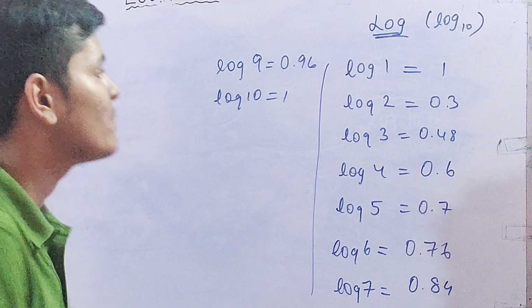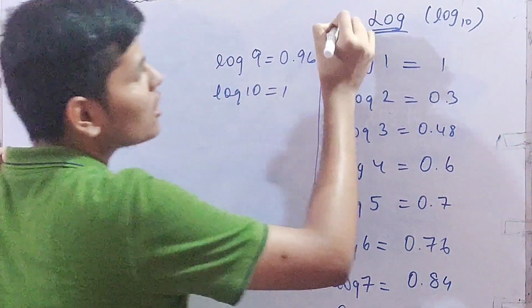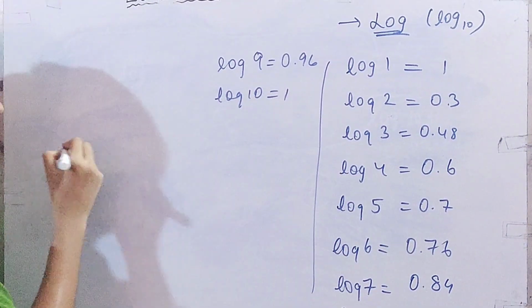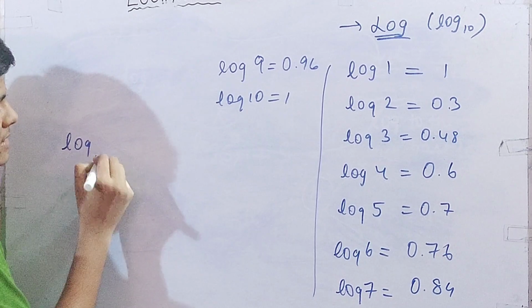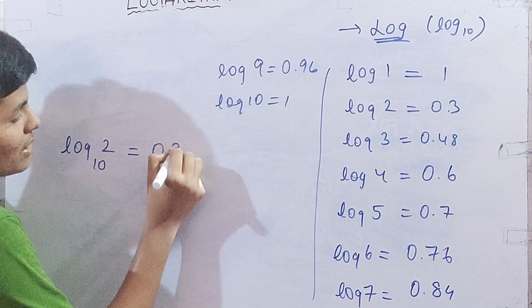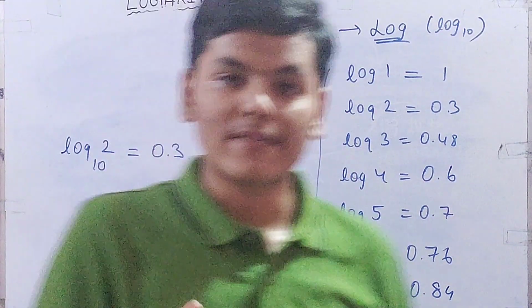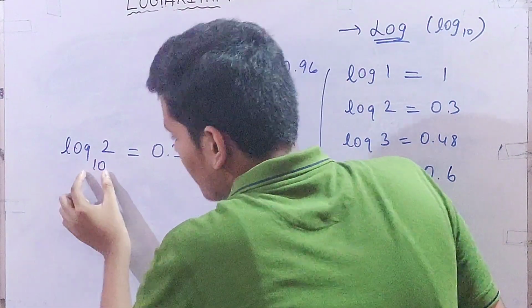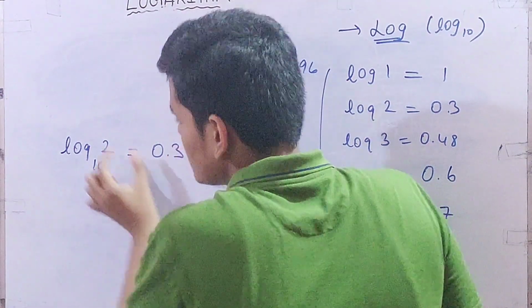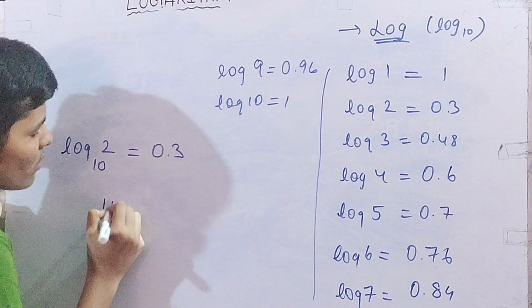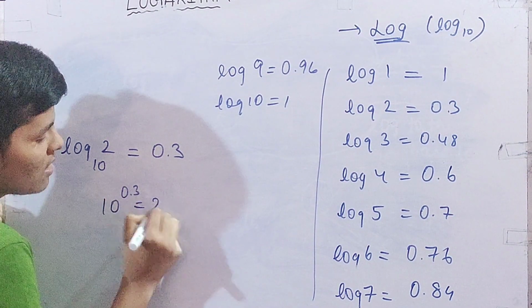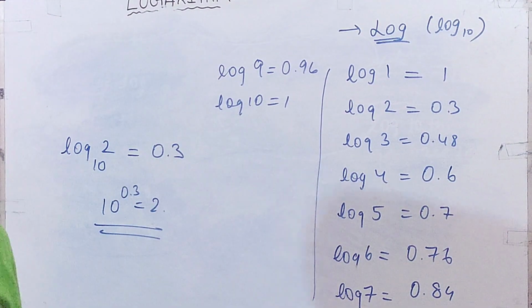For now we just know that log 2 is 0.3 and log 3 is 0.48. But what is the meaning? As we said, when we are talking about log, this is the base 10. So let us see log base 10 of 2 is equal to 0.3. From the basic definition, what do we mean? What power of 10 gives us 2? Then we can say 10 to the power 0.3 gives us 2. So this is the meaning of logarithm.